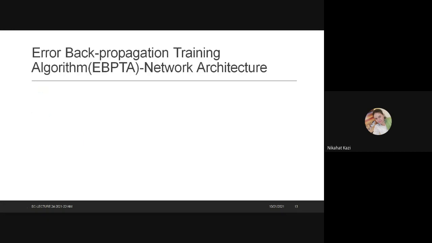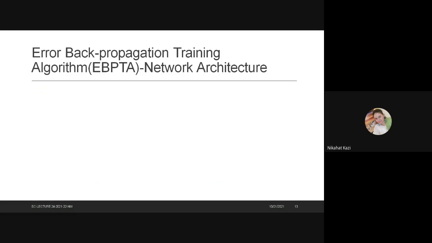Okay. Now this generalized delta learning rule is the learning rule which you are going to use for updating the weights of the hidden layer. And this is a part of the error backpropagation training algorithm, that is EBPTA. Okay. So to understand this algorithm, we have just derived the expression for the layers.